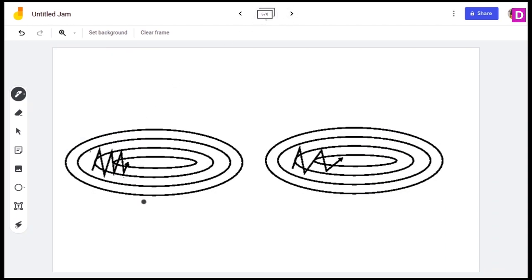So here are two figures. This is stochastic gradient descent and this is stochastic gradient descent with momentum. Here you can see this is very haphazard. Here it is also haphazard, but not as haphazard as the one without momentum.